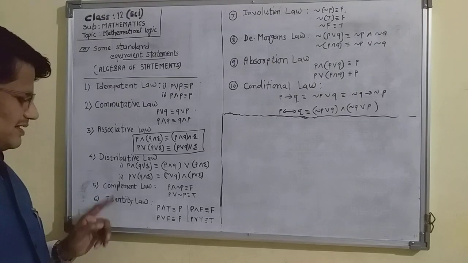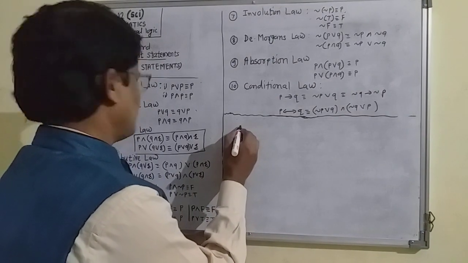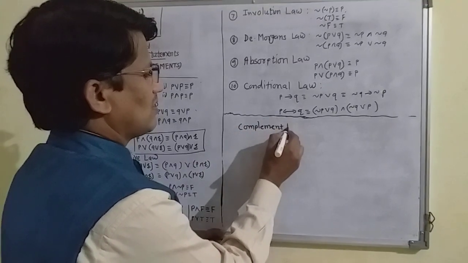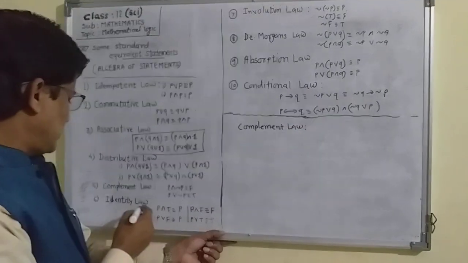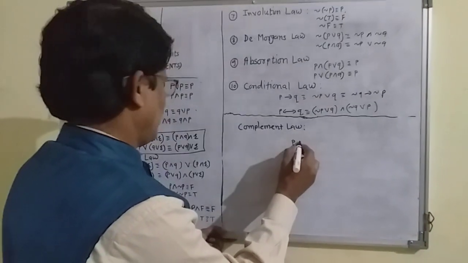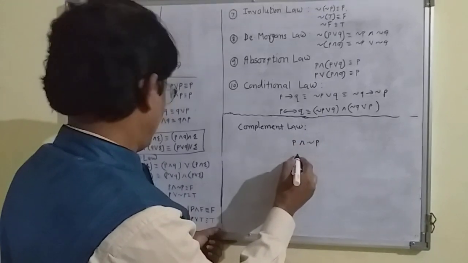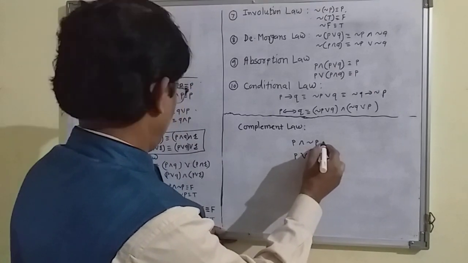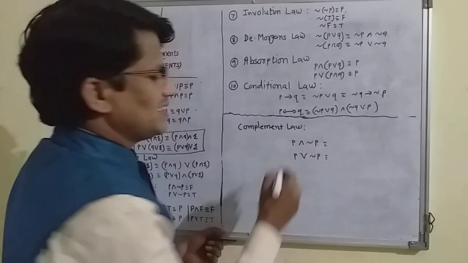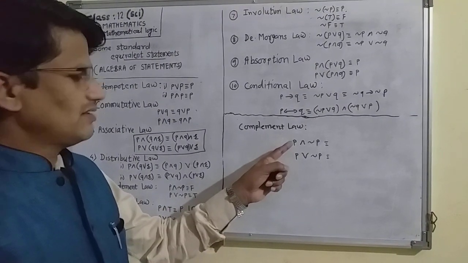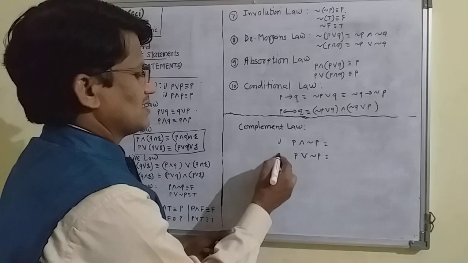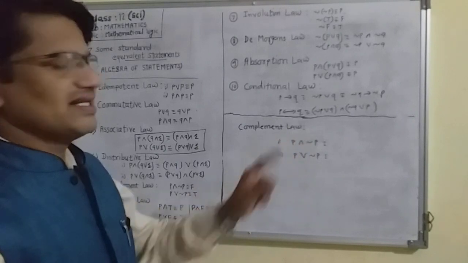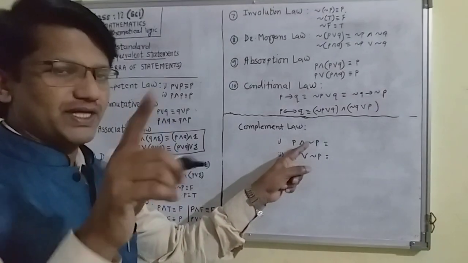Okay, now let us see complement law. We are going to discuss complement law. What is complement law here? P and negation of P, and here P or negation of P. Okay. What is the result of the first statement? This is statement number 1 and statement number 2. What is the result of the first statement? P and negation of P.